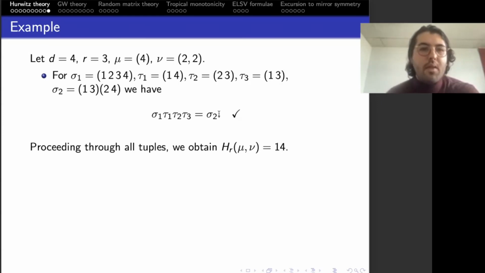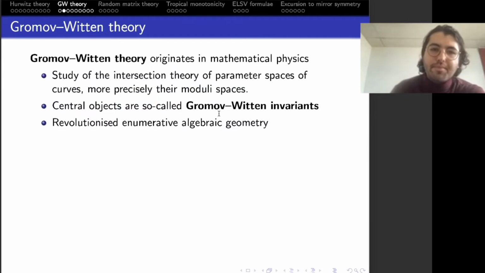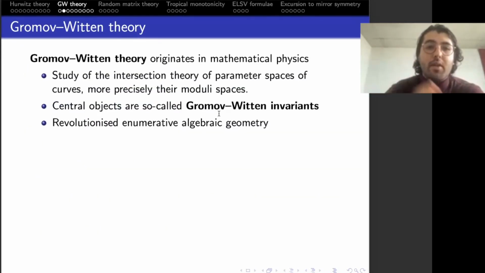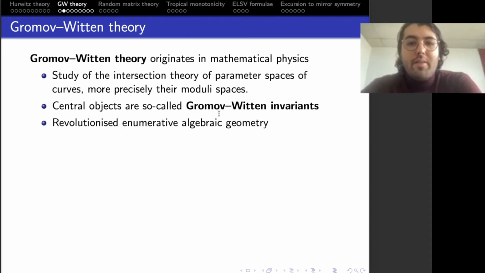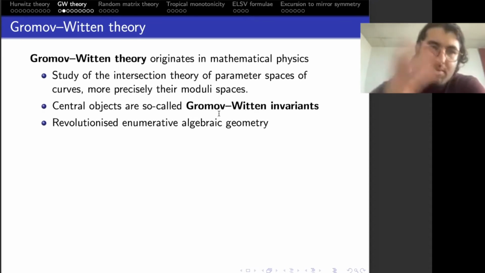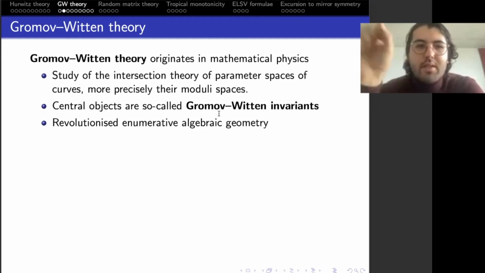All right, so this is the end of my introduction to Hurwitz theory, and now I want to discuss connections to Gromov-Witten theory. First of all, I quickly want to say what Gromov-Witten theory is, even though I'm not going to go into detail, but at least I'm going to give some motivation. So Gromov-Witten theory originated in mathematical physics by work of Gromov and Witten, as the name says. And so this is quite old, so it's the late 1980s and early 1990s, I would say. So this is really the start.